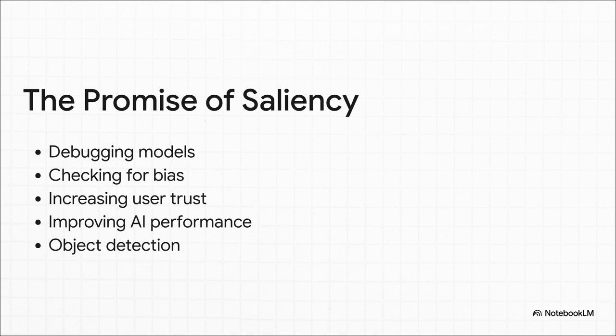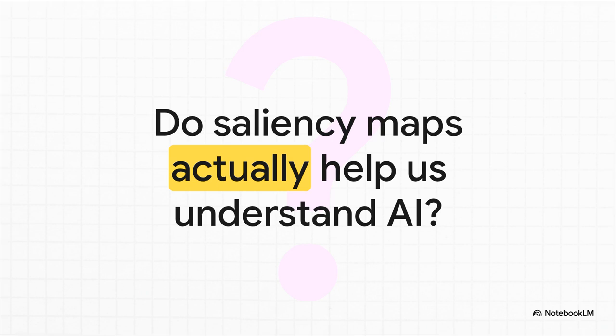So, based on examples just like that one, the promise of these maps seemed enormous. People thought they could help us debug our models, figure out if an AI only recognizes a dog when it's on grass, and most importantly, build up our trust in these super complex systems. It all looks really good on paper. But what happens when you take these supposedly helpful maps and put them in front of actual human beings? Do they really make the AI's thinking any clearer for us?